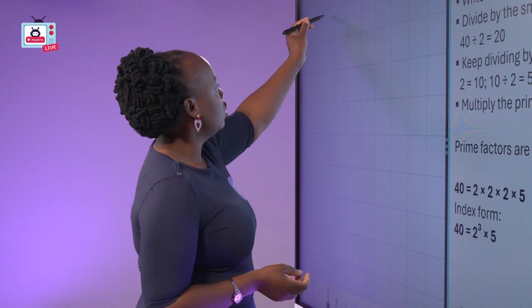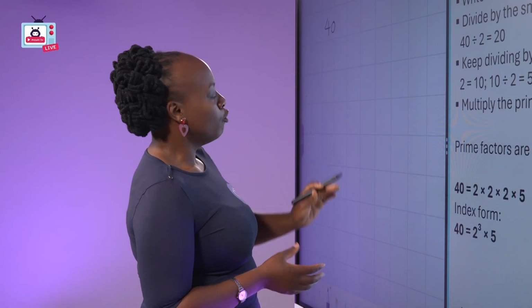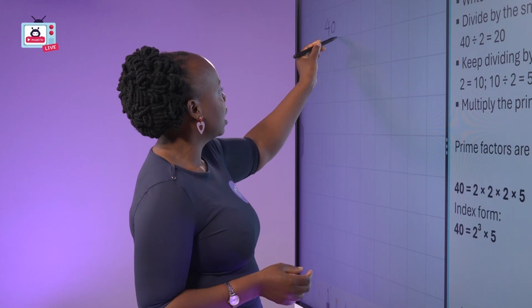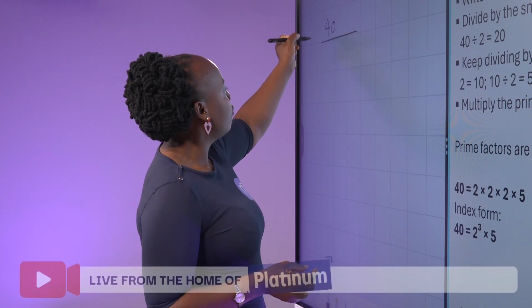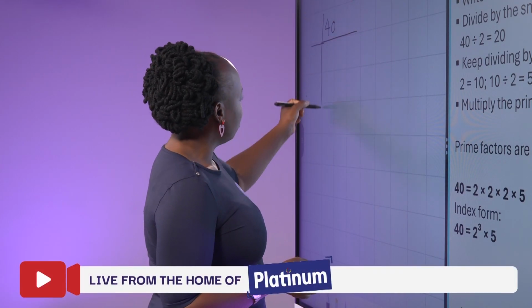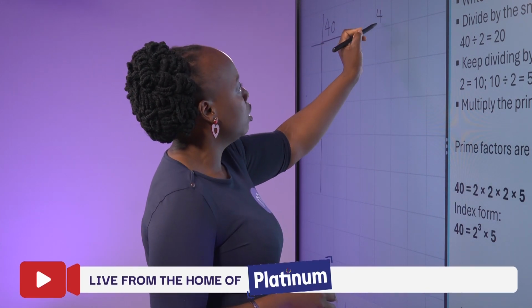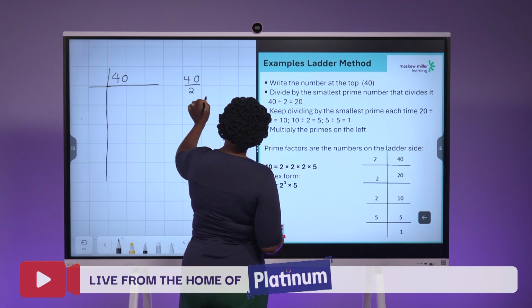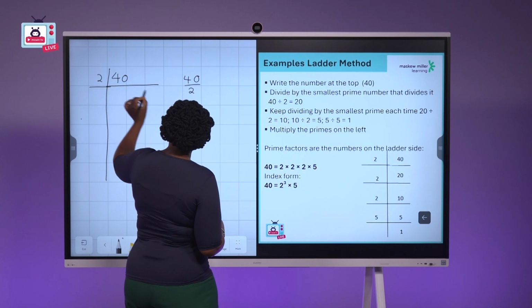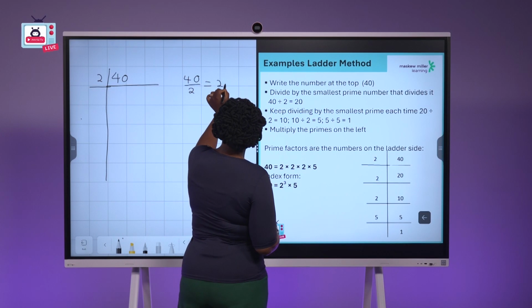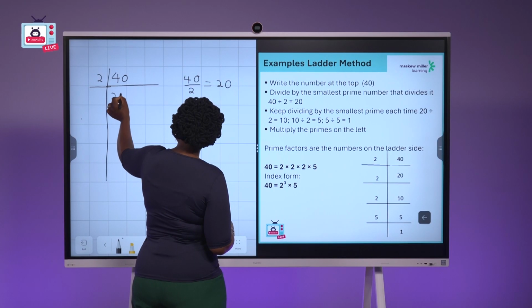So what you're going to do is you're going to have your number 40. You first write that number 40 so we can create our ladder like that. You have your number 40, and then maybe we can put a line there. You have 40 and then you divide the 40 by 2. We can do it by the side. If I divide 40 by 2, which I'm writing it here, that will give me a 20, and that is what I'm writing there in the next one.